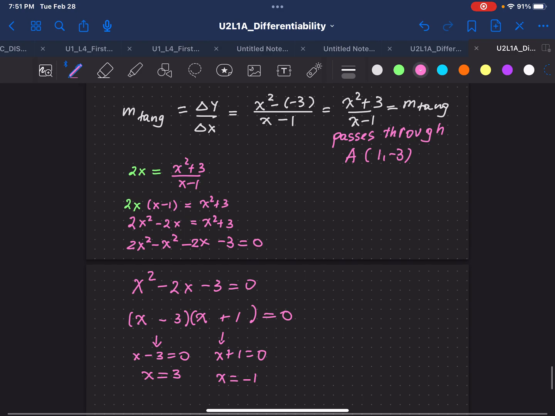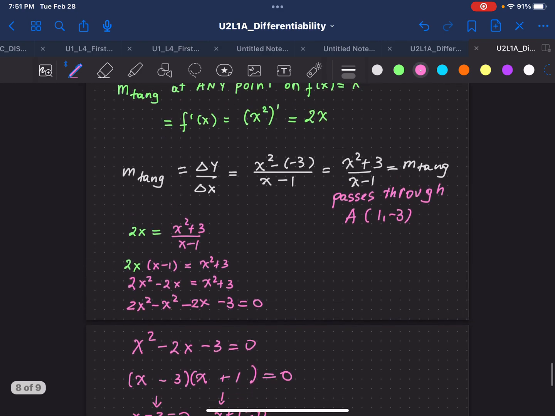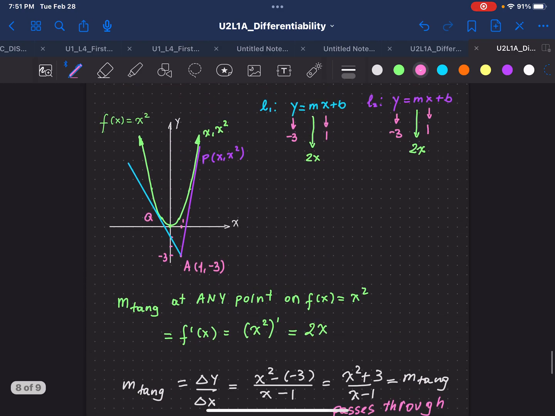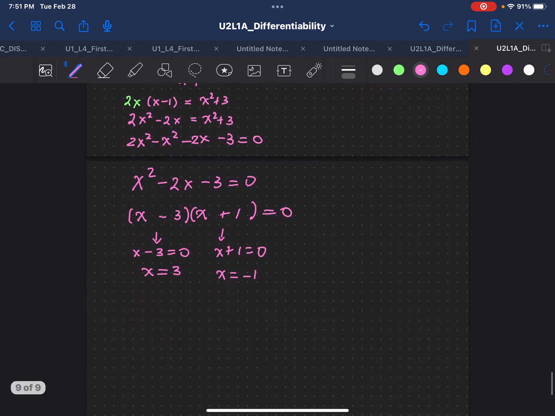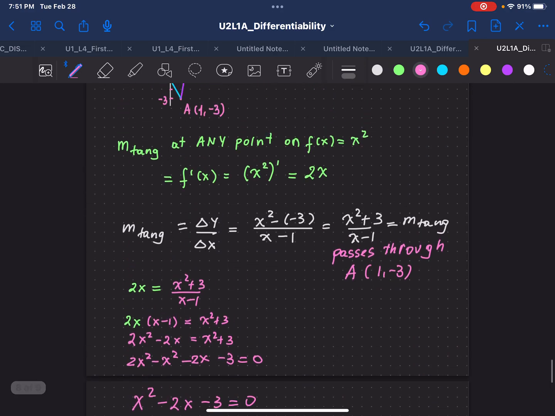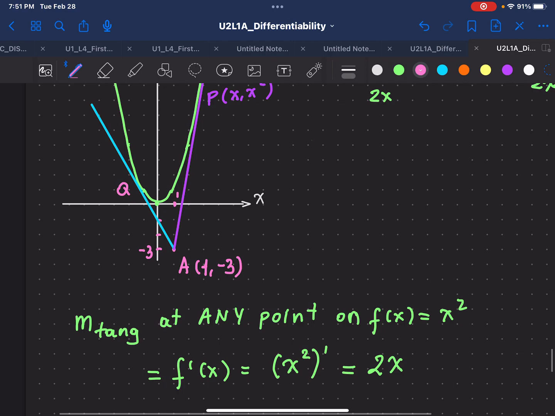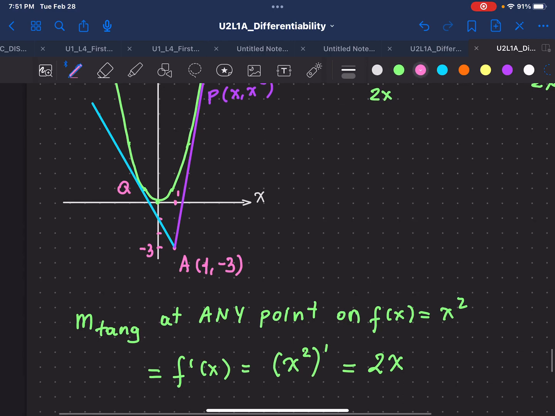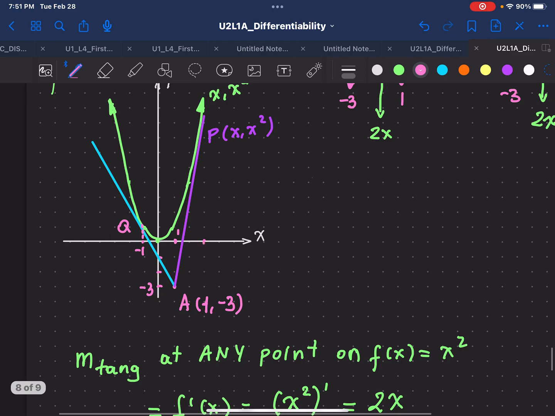So it seems that we are drawing the tangents at x equals 1, x equals negative 1 and x equals 3. So it seems that our tangents are kind of accurate in here. Here we go. So at negative 1 and at positive 3. So all the way here, that's where the point P is located. So at positive 3.